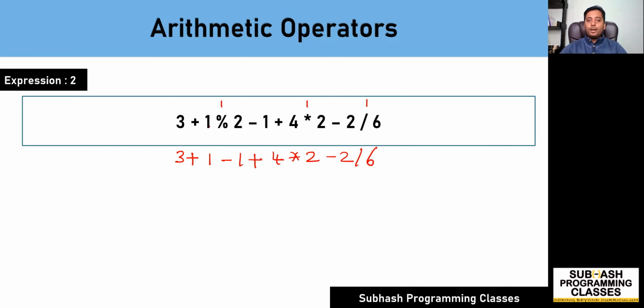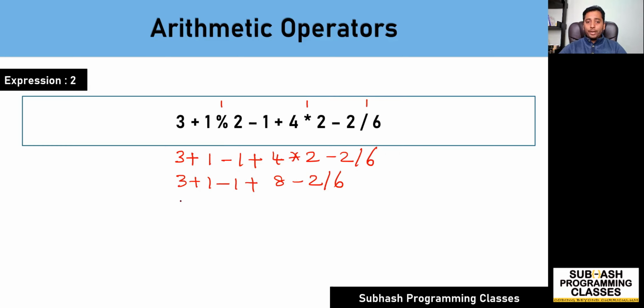So you must know that after dividing 1 by 2, we get the remainder as 1 itself, right? So next, from this, who is having the next highest priority? It is star, right? So let me first evaluate star, which comes first from left to right, when compared with the division operator. Okay, so 3 plus 1 minus of 1 plus 4 star 2 is 8 minus 2 divided by 6. Okay. So now we only have one high priority operator.